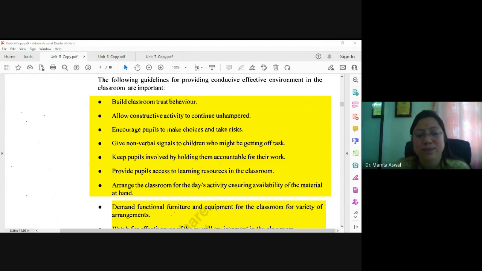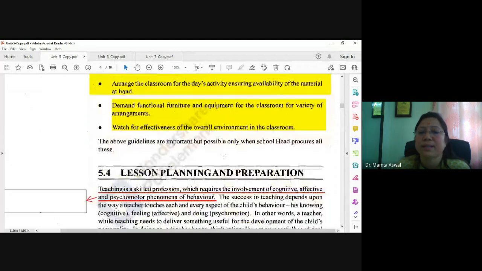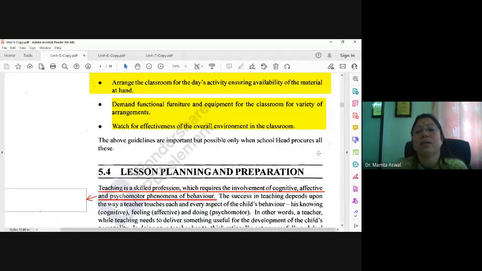So providing access to the learning resources, and arrangement of the classroom according to the activity that must be done, demands functional furniture and arrangement. Whatever furniture depends on the school's facilities, what kind of facilities the school is providing. The furniture can be arranged if the school has good furniture. If the school does not have good furniture, that depends on the financial ability of that particular school, whether they have sufficient finances or not. Then the effectiveness of the overall environment in the classroom.